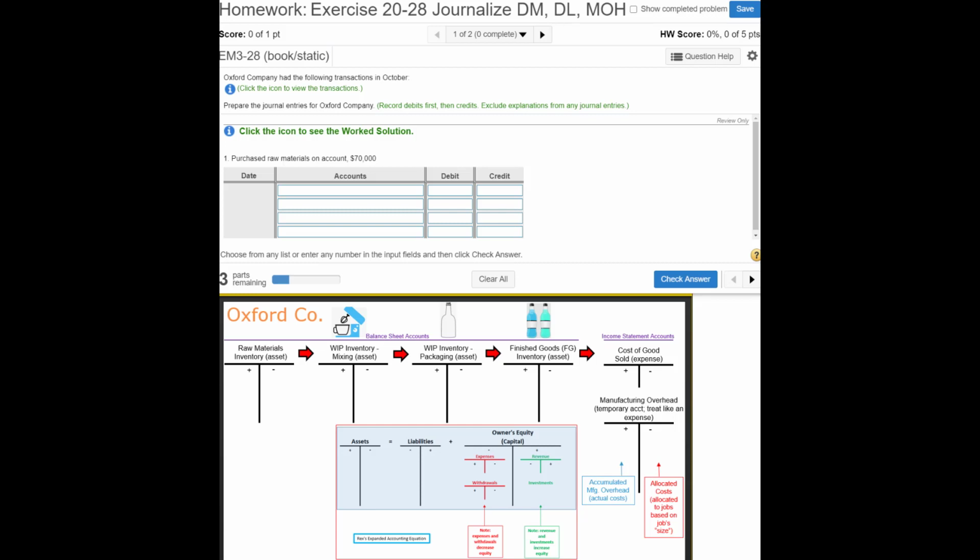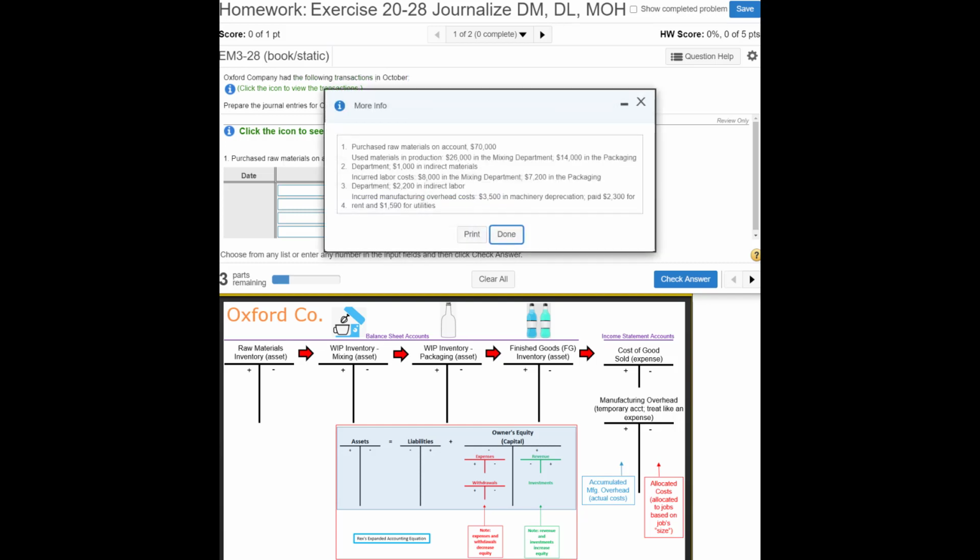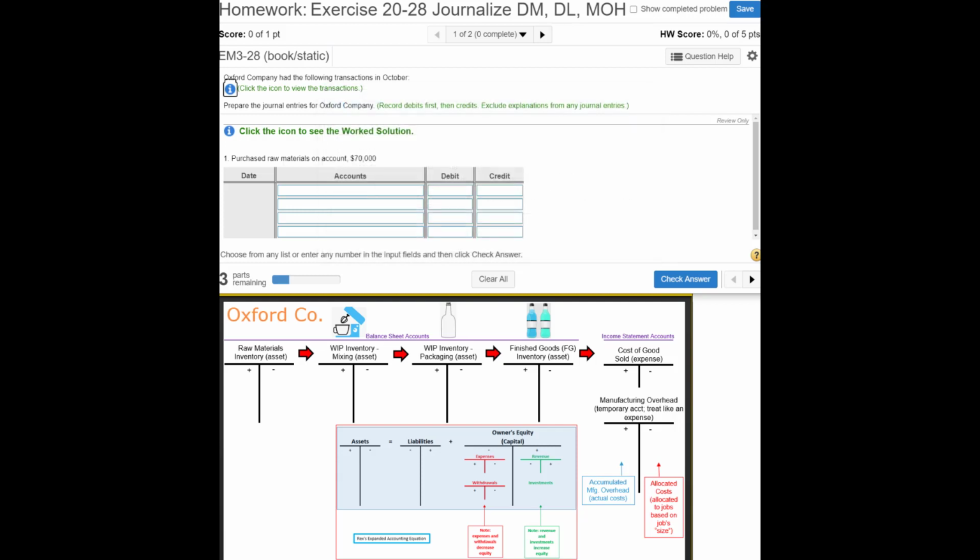Exercise 20-28. We're going to journalize direct materials, direct labor, and manufacturing overhead. Oxford Company had the following transactions in October. They list the transactions here, but we really don't need this information because they're presented here. I've created a slide showing the process for Oxford Company.